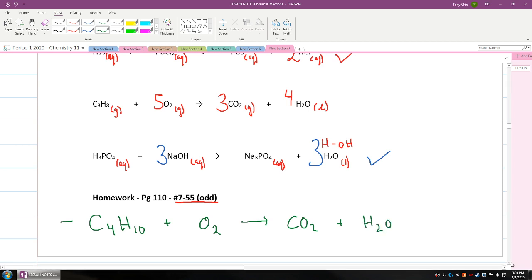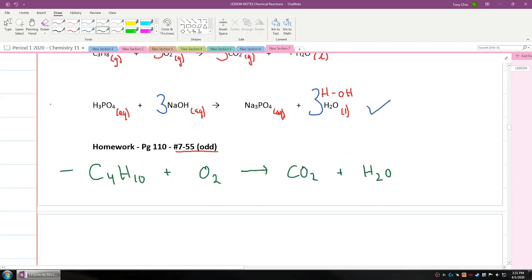So let's see what happens here. And this is where the double odd even rule comes in. So here we see we have 4 carbons and only 1 carbon on the product side, so we want to put a 4 in front of this. And over here we see that we have 10 hydrogens but only 2 here, so we want to put a 5 in front of this. Okay, let's count the oxygens now. We have 4 times 2, that is 8 oxygens, plus 5 times 1, that's 5 here. So 8 plus 5, we have 13 oxygens on the right side, but we have 2 on the left side.